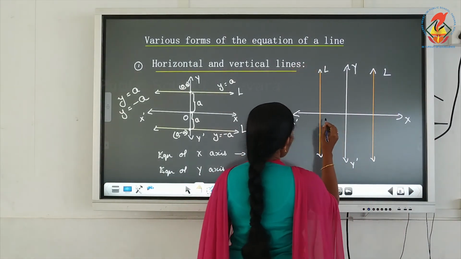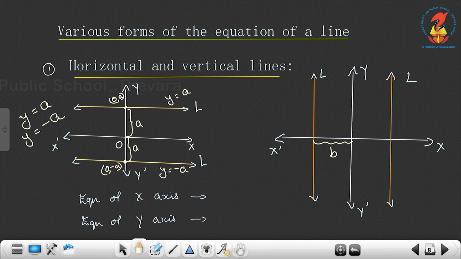Here two lines are there. Suppose this line is at a distance b from the y axis. So what is the coordinate of this point on the x axis? The x coordinate is this distance b, and the y coordinate is 0. This is the left side, so it is minus. And on the right side, suppose this line is at a distance b from the y axis, the coordinate is (b, 0). So for every point on this line, the x coordinate is b. The y coordinate goes 0, 1, 2, 3 like that, but the x coordinate is b. So the equation of this vertical line is x is b.